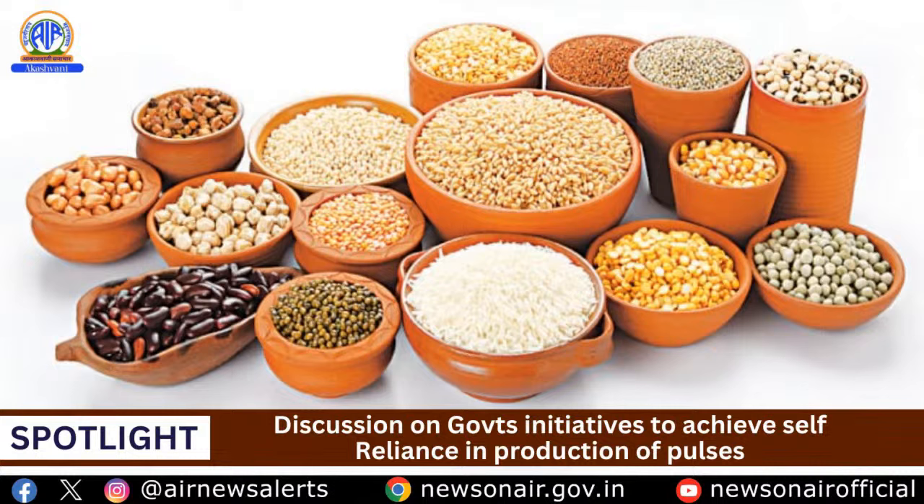And because the consumption is more, the pulses consumption in the country is more than our production. So in two items like the chana dal and this moong dal, we are self-sufficient. But in other pulses, the tur and urad and masoor, we are in shortage. So every year we are importing from other countries to meet our requirement.